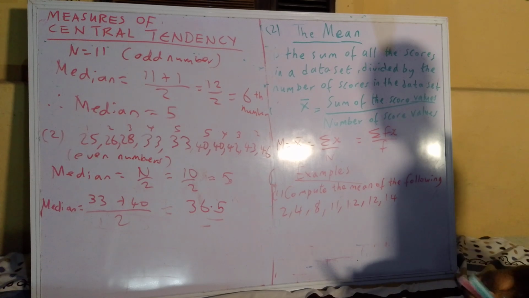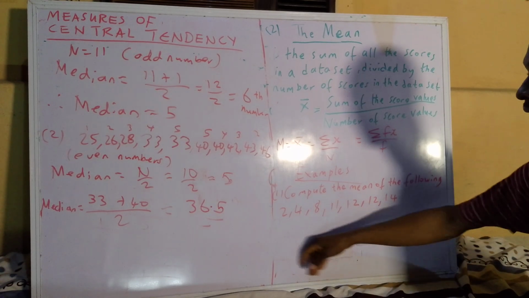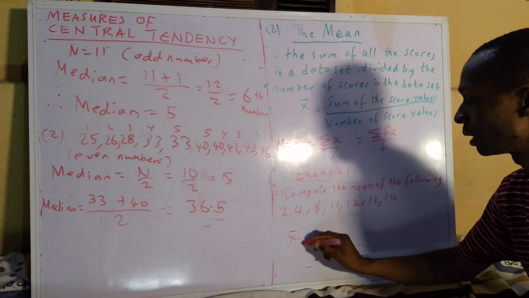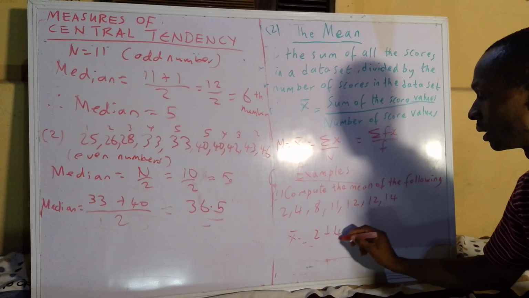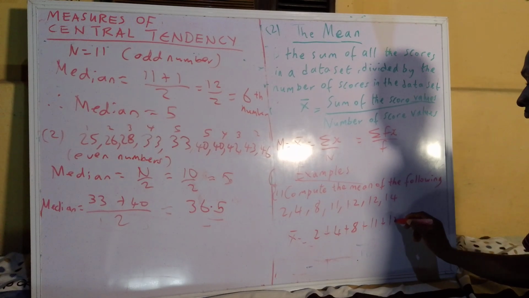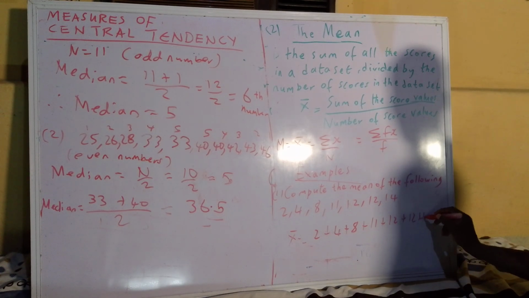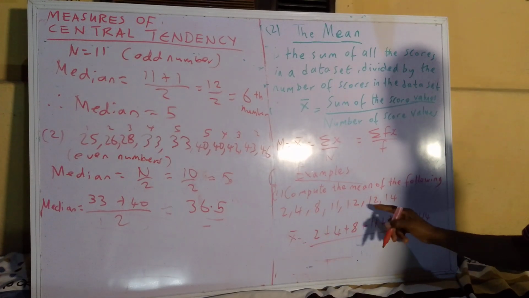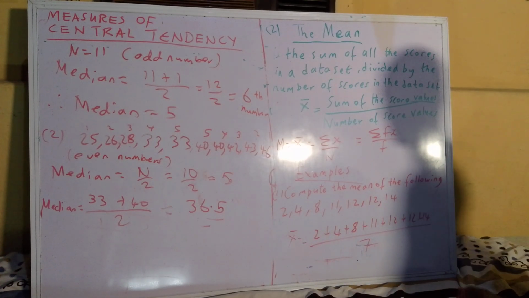Okay, to solve this problem, I hope you can see this down part. The solution, like this formula says, x bar is equal to, you add everything, divided by how many are there? 1, 2, 3, 4, 5, 6, 7. There are 7, so divided by 7.